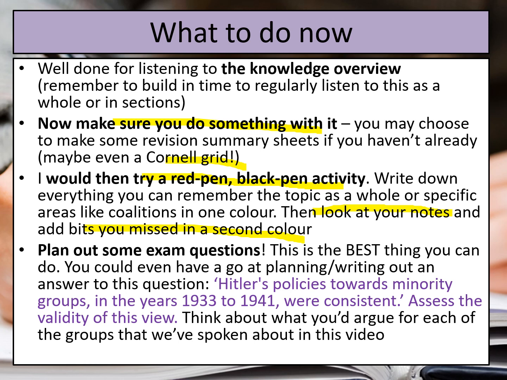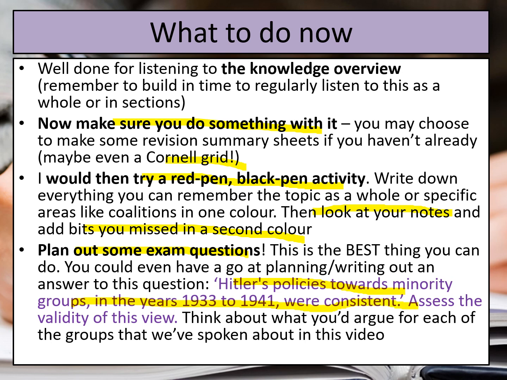Once you've done that, you might then decide to plan out some exam questions. This is always the best thing that you can do. And remember, you've got loads of different questions to practice in your black folders. And they're all organised by the unit, and you'd be looking for Unit 5. Here's an example of a question that you could think about planning. Hitler's policies towards minority groups in the years 1933 to 1941 were consistent.